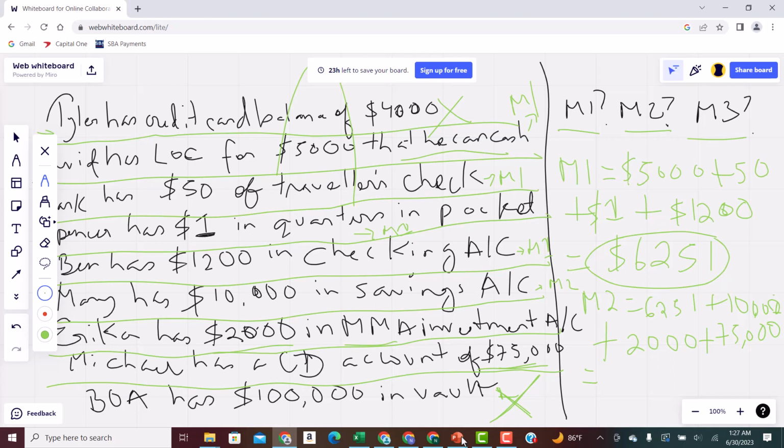So if we add 75,000, we are going to end up with an answer. Let's calculate that. 10,000 plus 75,000 is 85,000. 85,000 plus 2,000 is 87,000. 87,000 plus 6251 is 93251.